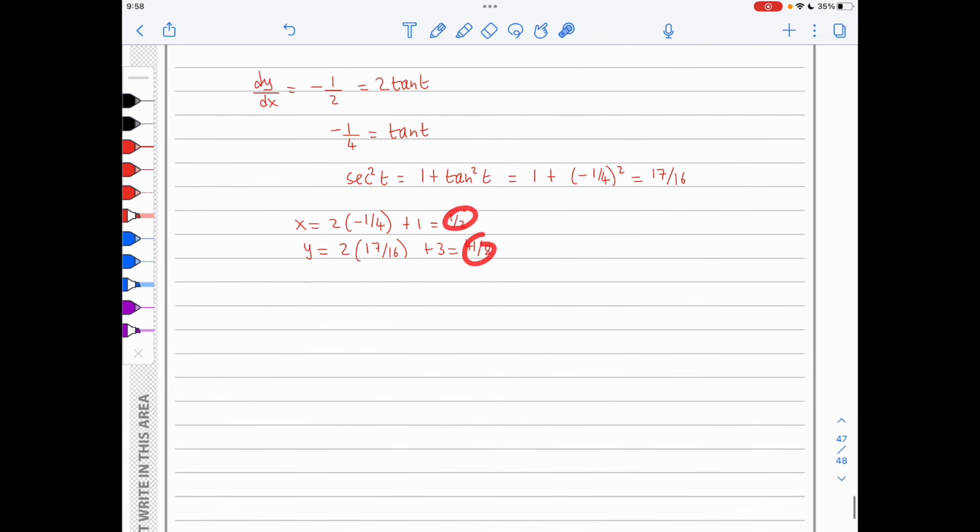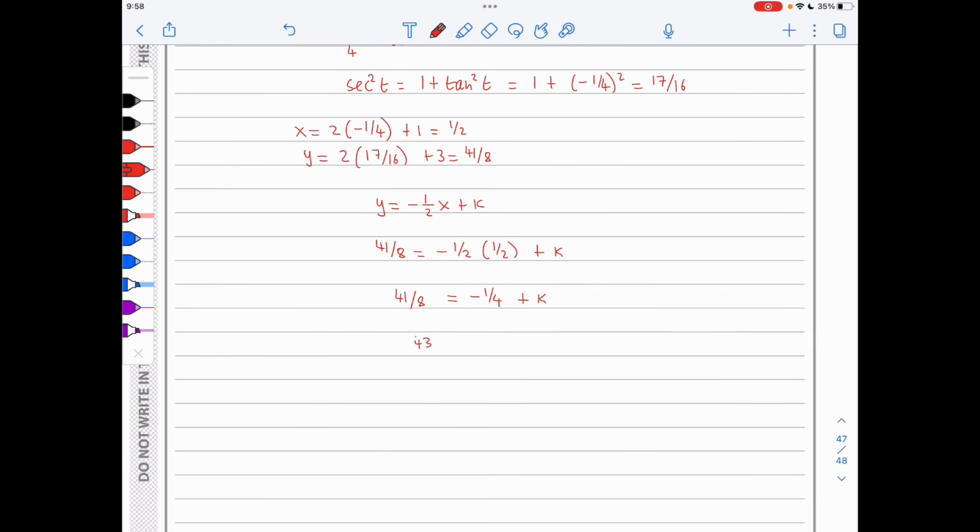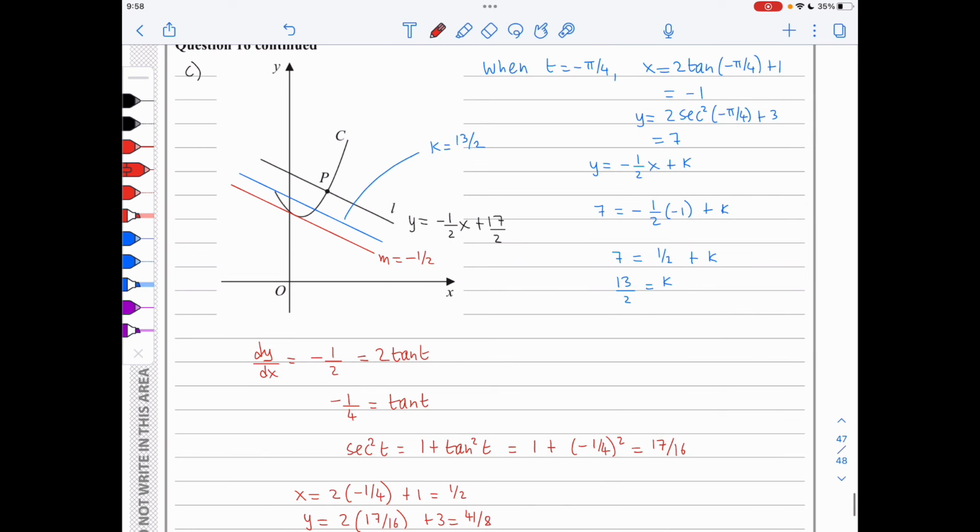So once more, we start with the line y is minus a half x plus k. y is 41 over 8, x is a half. So 41 over 8 is minus a quarter plus k, which leads to k being 43 over 8. And therefore, going back to the diagram here, we know that here k is 43 over 8.